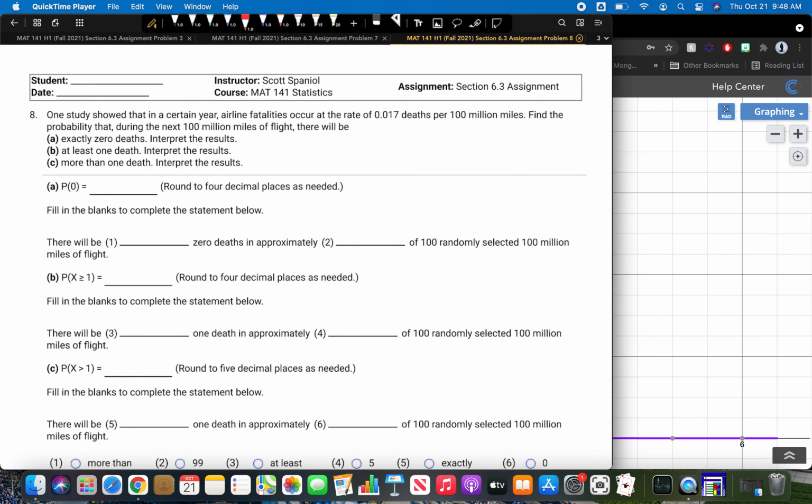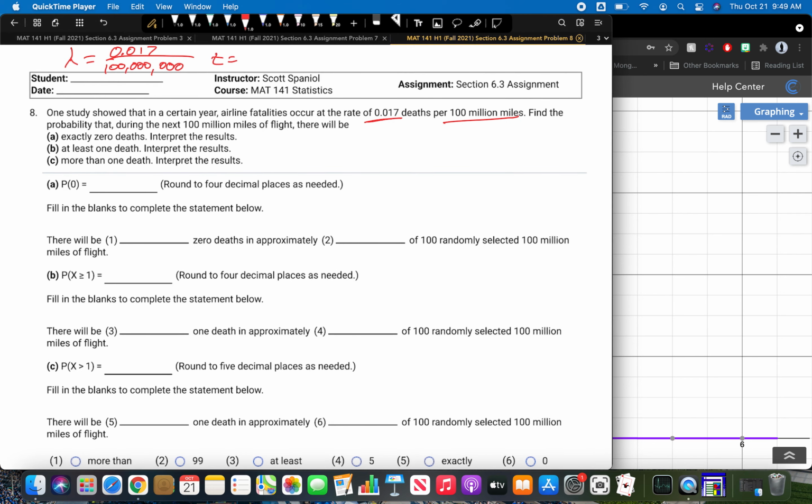And then for problem 8, we have a similar idea. Okay. So one study showed that a certain year airline fatalities occurred at a rate of 0.017 per 100 million miles. Find the probability that during the next 100 million miles of flights there will be, and then as follows. So our lambda here is 0.017 over 100 million miles. And then our t in this case is not actually a time, but it's actually a distance.